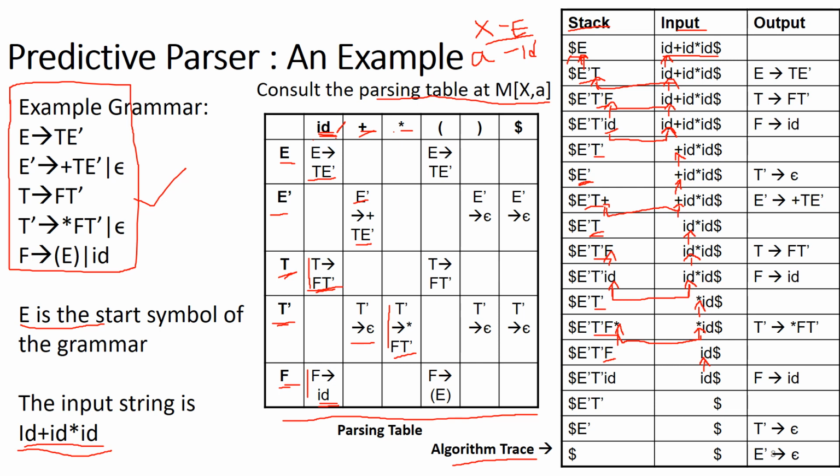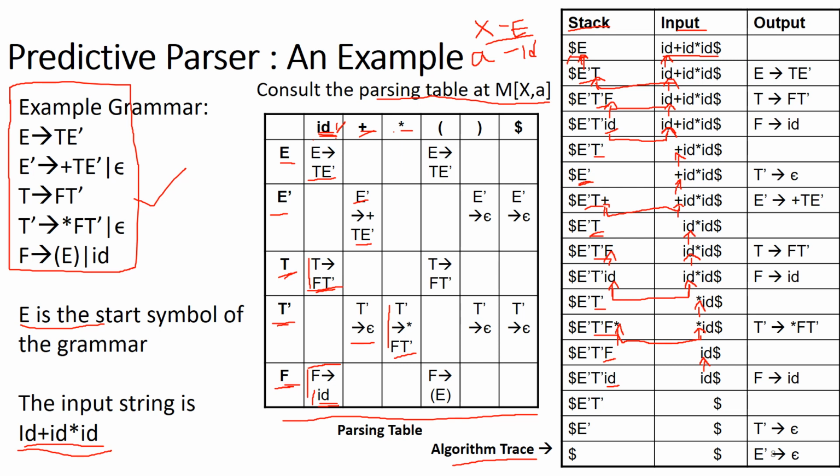Because the top of the stack is a non-terminal, the parsing procedure again consults the parsing table at the location F and ID. And here we have a production F to ID. F is the left hand side of the production and also the top of the stack, and ID is the right hand side of the production. F, the top of the stack and the left hand side of the production, is replaced with ID, the right hand side of the production, and ID becomes the top of the stack.